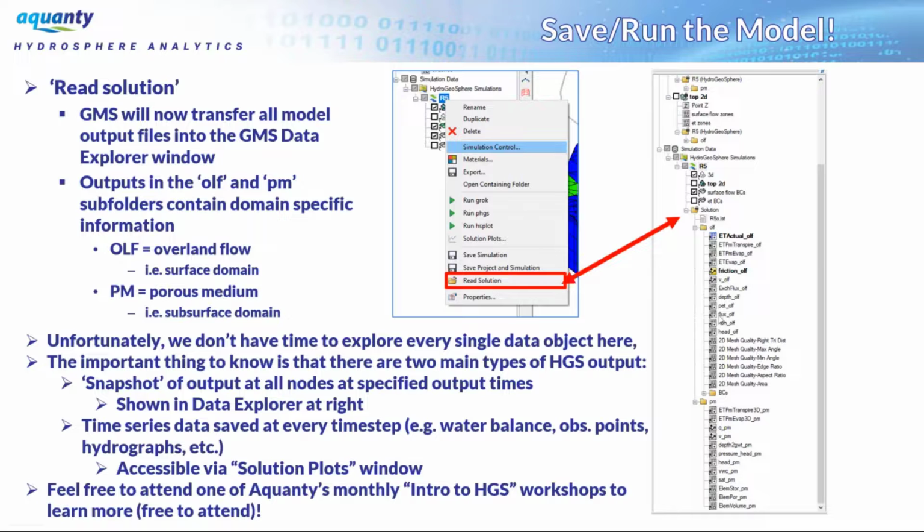When we click this button to read solution, it's going to read in all of the available geospatial data sets that can be found in the project folder, and those will be saved under an OLF and a PM file. OLF stands for overland flow, so these are all two-dimensional data sets in the OLF section, whereas in the PM section, for porous medium or subsurface flow, we're going to have a set of three-dimensional output files.